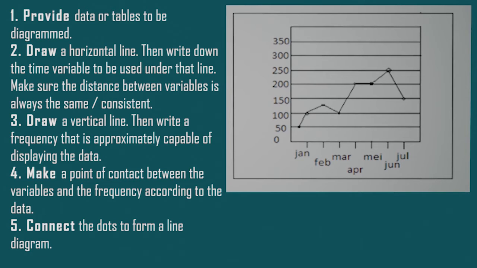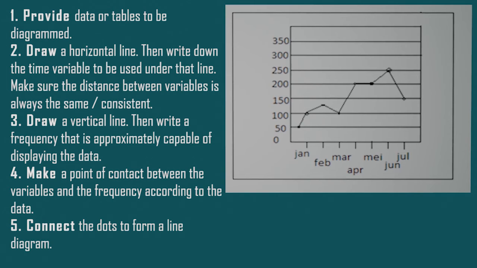Third, draw a vertical line, then write a frequency that is capable of displaying the data. Fourth, make a point of contact between the variables and the frequency according to the data. And finally, connect the dots to form a line diagram.